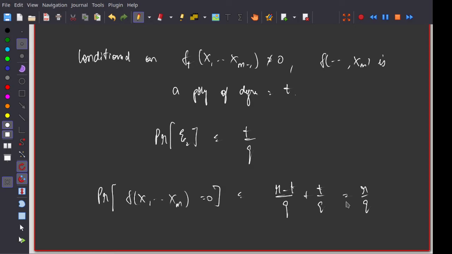Okay, so this was for the specific case where r is less than q. Right? Now, what if r is greater than q? For the general case, what do we do?